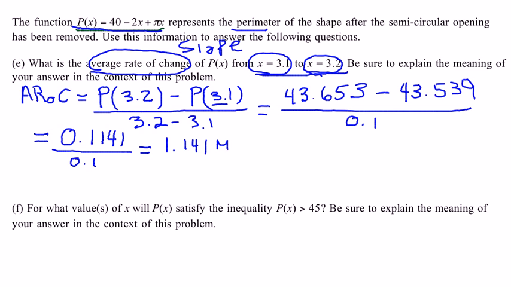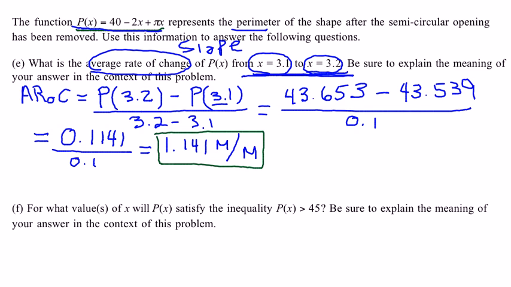Likewise, in the denominator, I'm measuring the change in x, which is the change in radius, which is also measured in meters. So the average rate of change here is 1.141 meters per meter. Now, to explain the meaning of the answer in the context of the problem. Very important. Now, what does that mean?